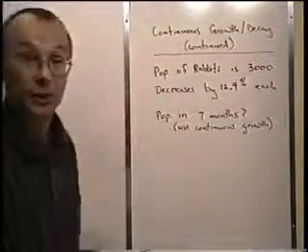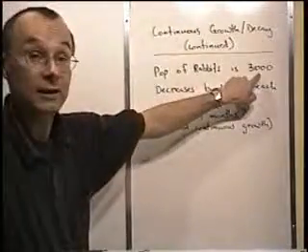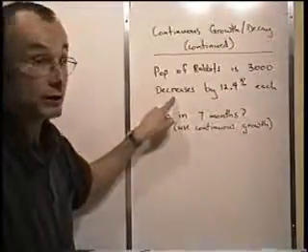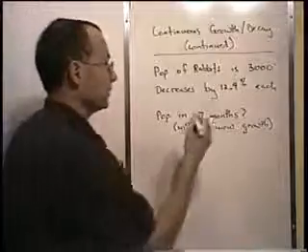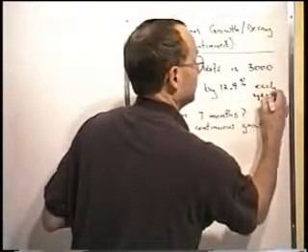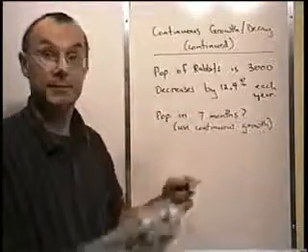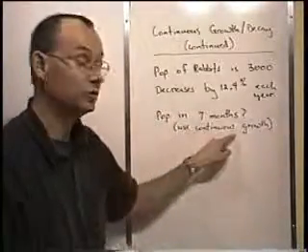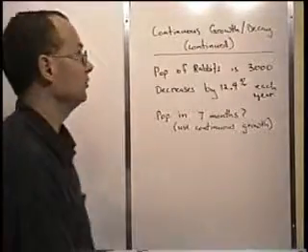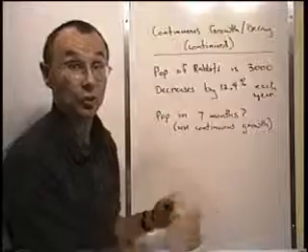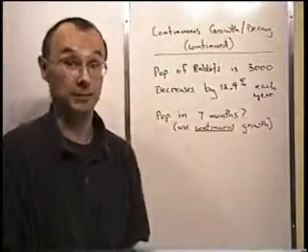In this first example, it's about a population of rabbits that is presently 3,000. It decreases by about 12.4% each year. The population in 7 months is what? And we're to use continuous growth. So how do we set this up? This is going to be an example of a loss or decay, and we're supposed to use continuous growth.